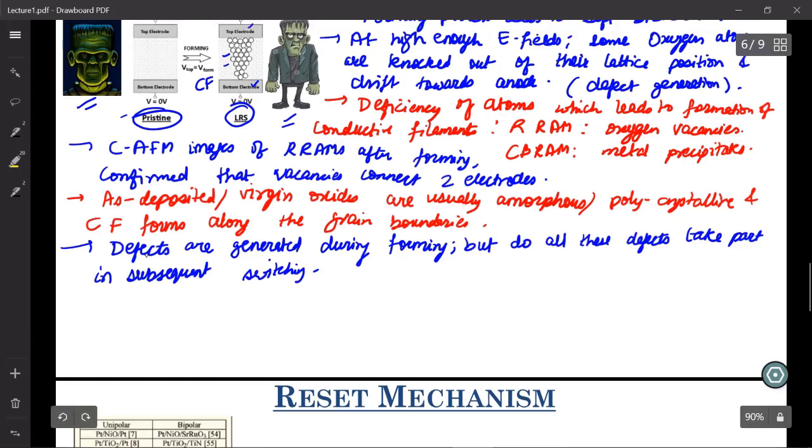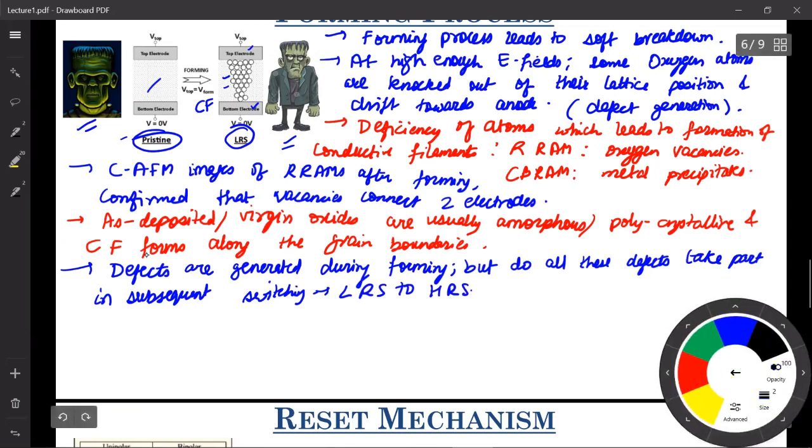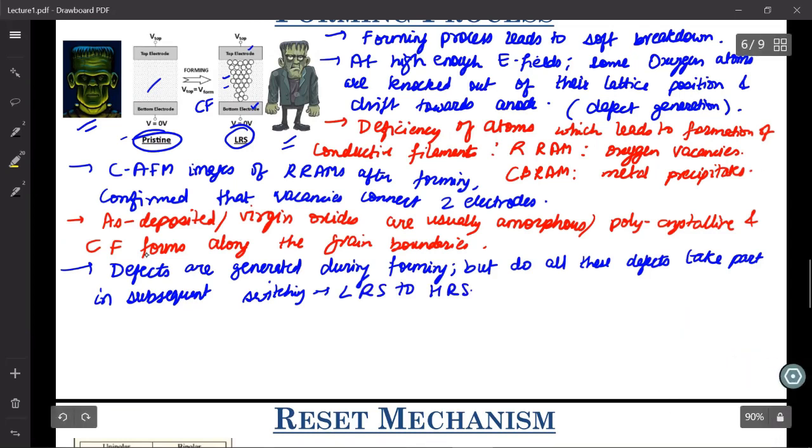So what I mean by that is, you formed a device, you injected these defects, and you enter the LRS. Now, if you switch your device from LRS to HRS, will all of these defects take part in it? Will all of these defects react to your electric field? The answer to this is a big no.